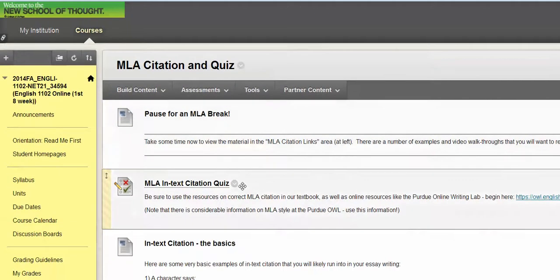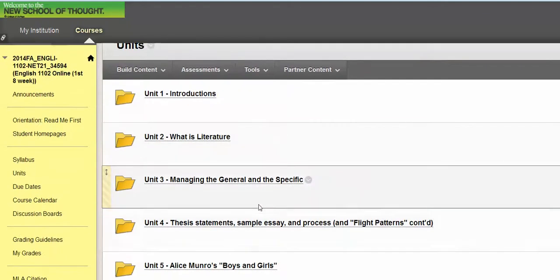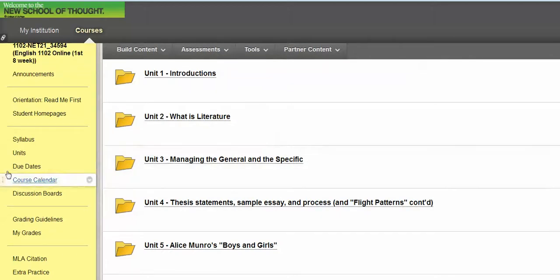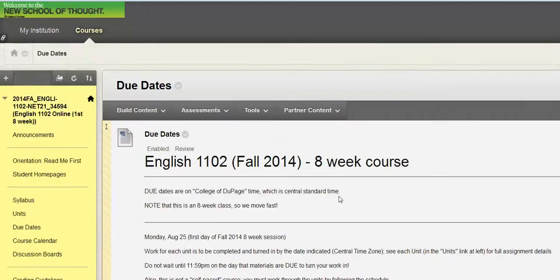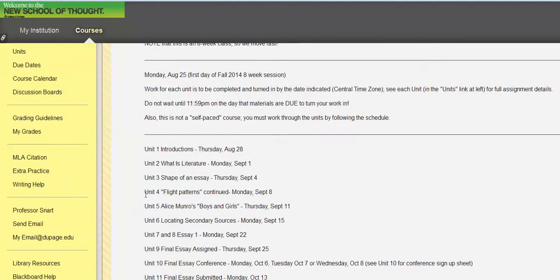Okay, so again, really our first, I would say, fundamental content unit that we get to. You have a couple of days to work on it, but that due date is coming up pretty soon. For Unit 3 it is Thursday, September 4th.